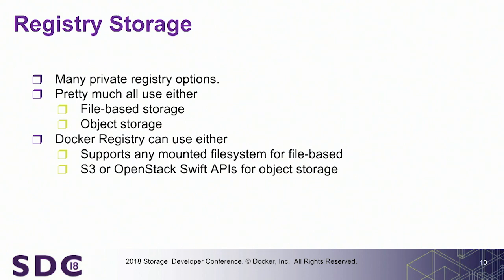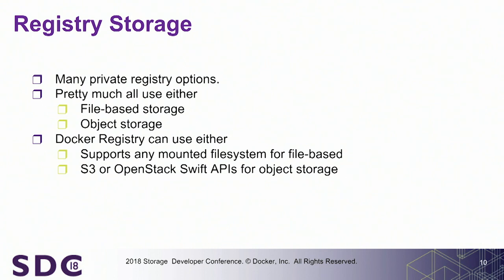But all of them back up to one of two things. They either use file-based storage, which by default just writes to the local disk of the host that's running that particular service. In the case of Docker registry, it runs as a container, so when you run that container, you need to create a persistent volume to store images if you're going to do that. And if you create a persistent volume and you want to keep that across multiple hosts, then you want to have some type of network attached storage to deal with that.